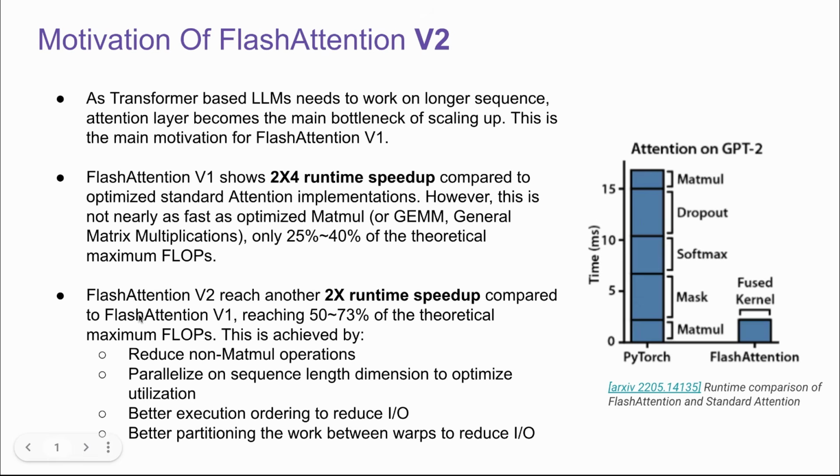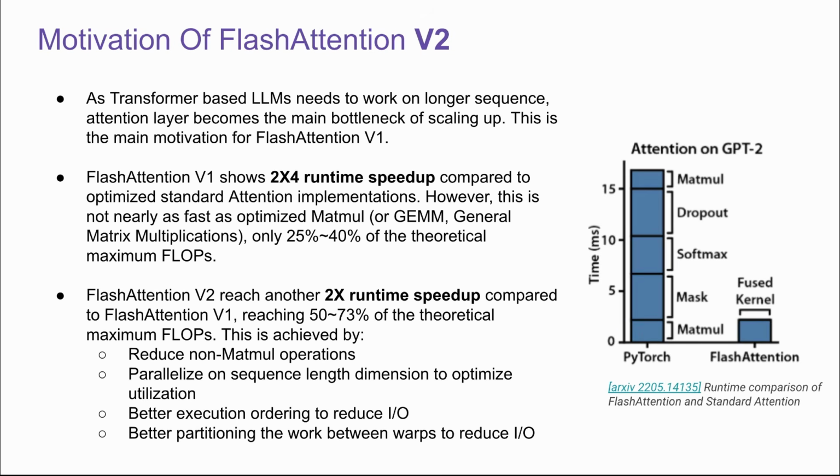FlashAttention V2 reached another 2 times runtime speedup compared to FlashAttention V1, reaching 50 to 73% of the theoretical maximum flops. This is already pretty good considering the theoretical maximum flop is evaluated by very optimized operations, including hardware optimization of matrix multiplication or GEMM. So 50 to 73% is already very high.